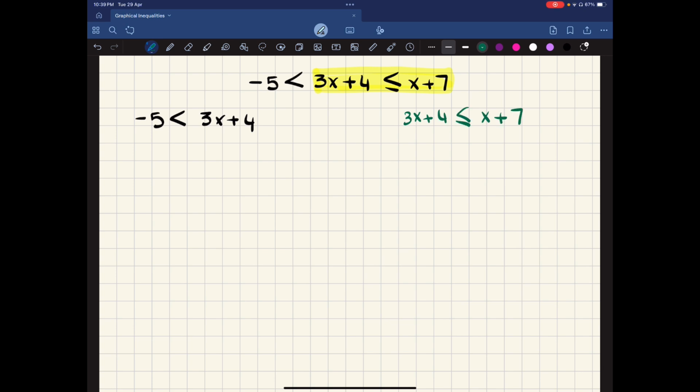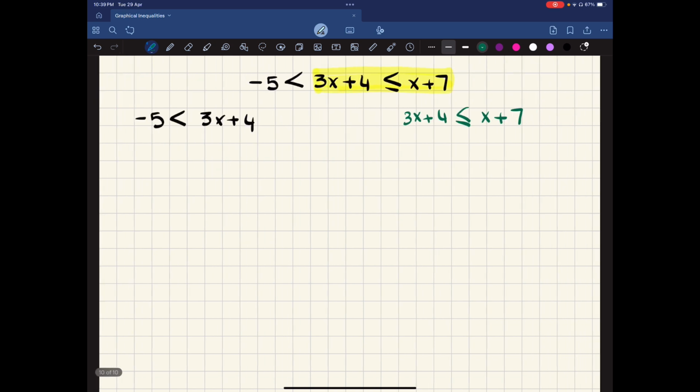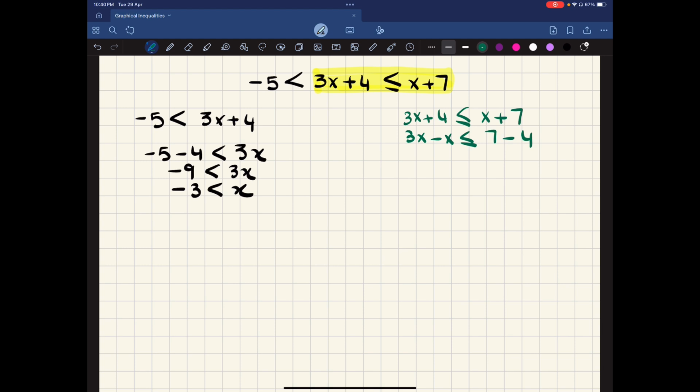Okay, now you can just solve these two inequalities in the same way that we've learned how to solve these simple inequalities. Okay, so let's start. -5 minus 4 is less than 3x. -9 is less than 3x. -3 is less than x. Okay, so this is the solution to the first part of the equation. Now let's get on to the second one. All the x's to one side, constants to the other one, so 2x.